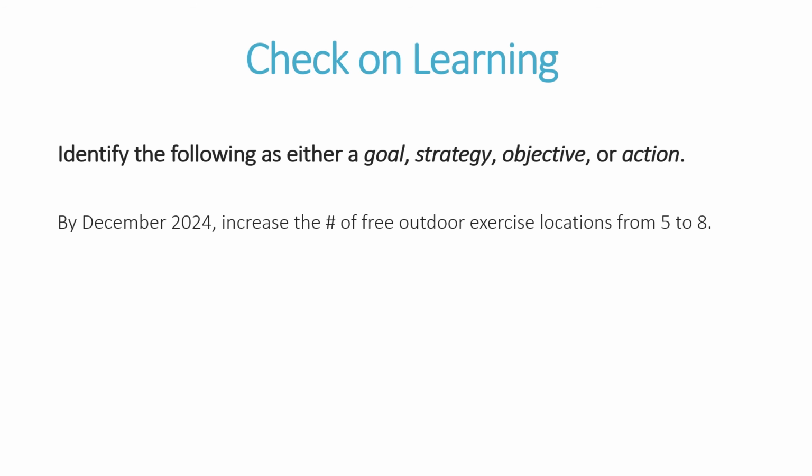Let's conduct a check on learning. Identify the following as a goal, strategy, objective, or action. By December 2024, increase the number of free outdoor exercise locations from 5 to 8. The answer is objective. If you guess that this is a process objective, go ahead and pat yourself on the back.